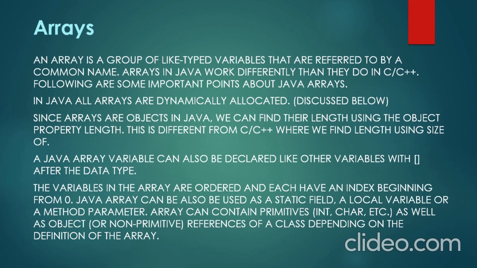This is different from C or C++, where we can find length using sizeof. A Java array variable can also be declared like other variables with square brackets after the data type. The variables in the array are ordered and each has an index beginning from 0. Java arrays can also be used as a static field, a local variable or a method parameter.